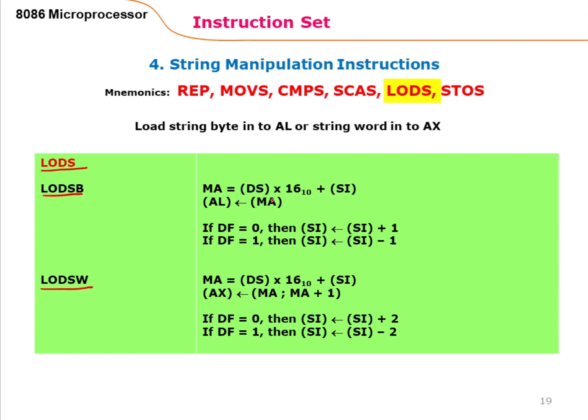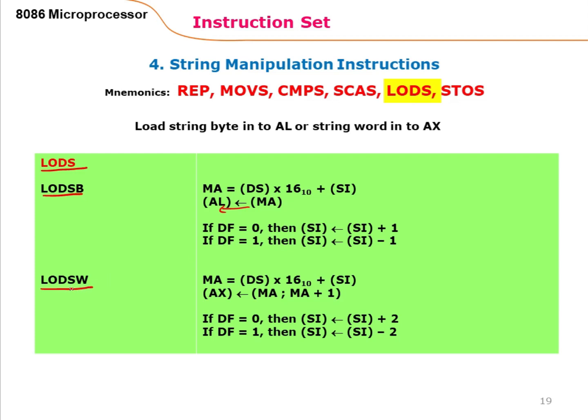Now the content of this memory location is loaded to the register AL. This is the default register, AL. If the direction flag is 0, then the source index is incremented by 1, and if the direction flag is 1, then the source index is decremented by 1.